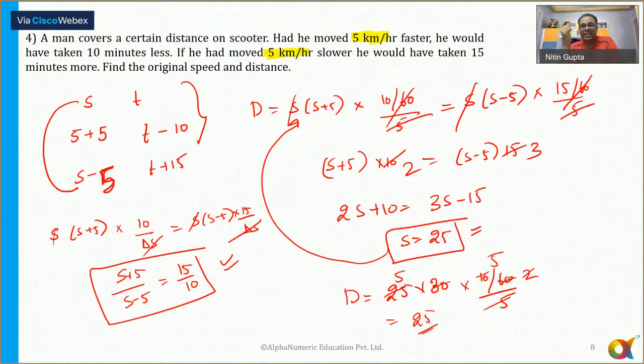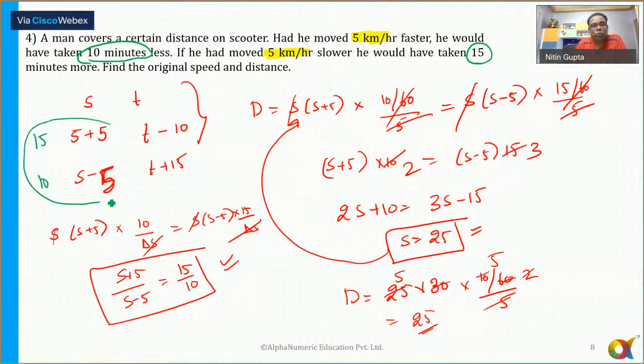If the change in speed is the same, then straight away I can say the ratio of s plus 5 is to s minus 5 is, always, the ratio of these two, nothing but the change in time, 15 is to 10. So of course I'll put here 15 is to 10. Directly, but it's a very special case if the change in speed is the same.